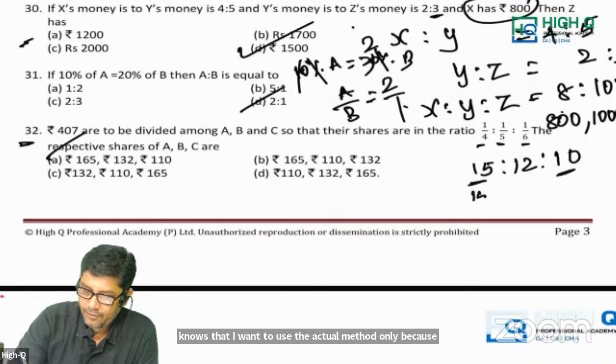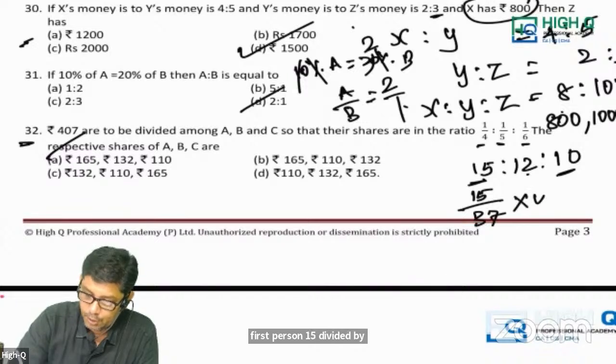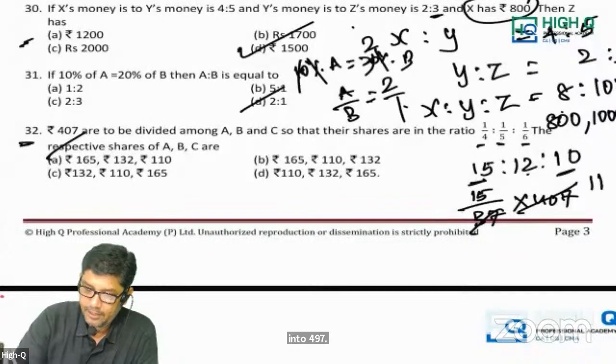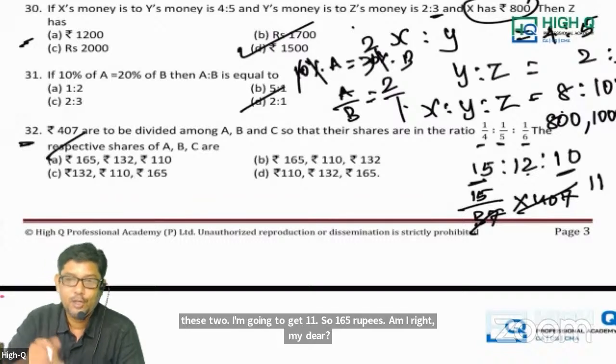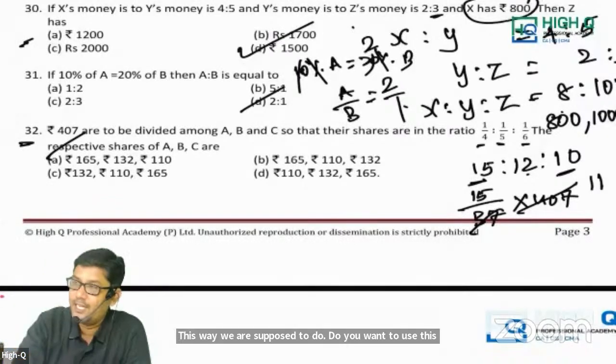First person: 15 divided by 37, into 407. 37 times 11 is 407, so 15 into 11, which is 165 rupees. Am I right, my dear? This way we are supposed to do it. Do you want to use this method or the method which I said you have to follow?